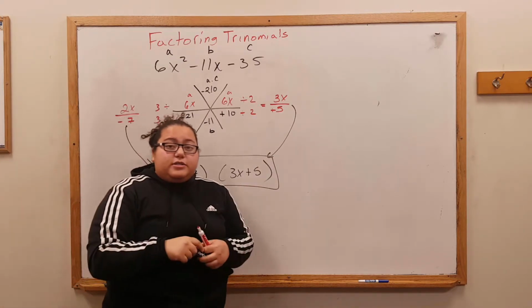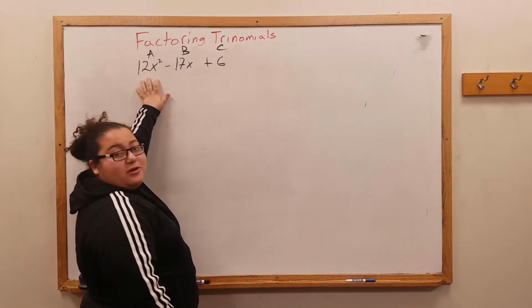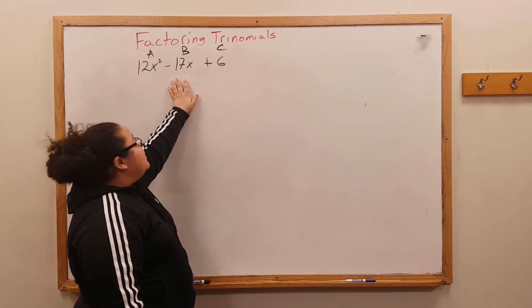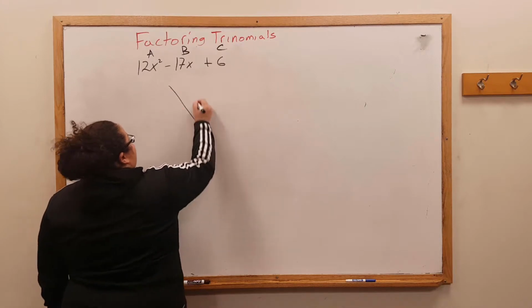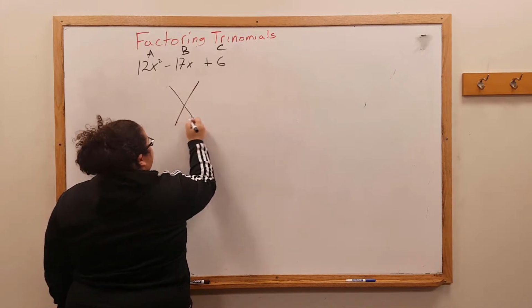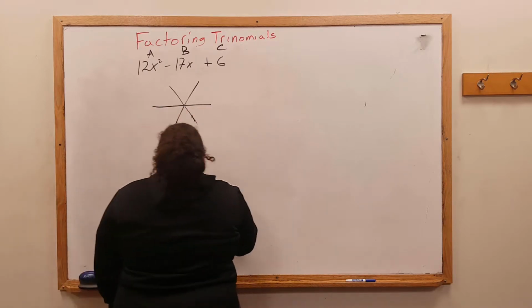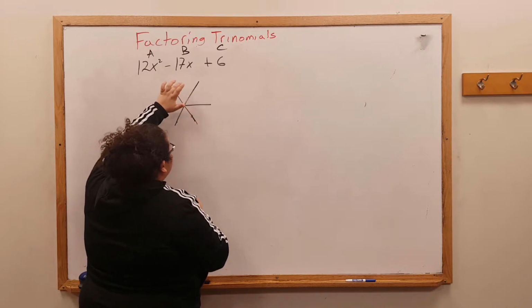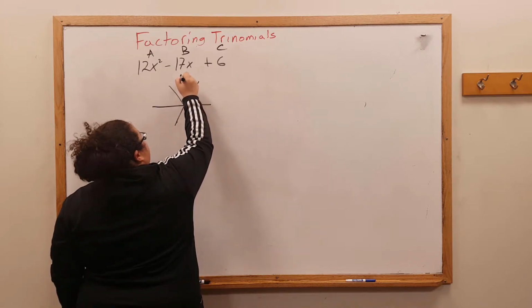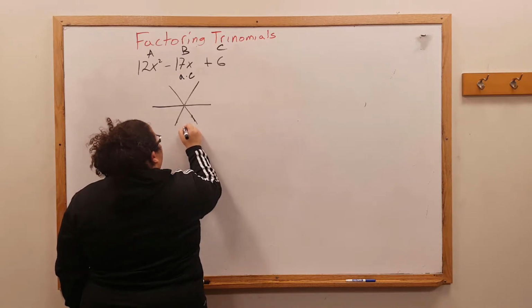Now I'm going to erase this board and give you another example. I'm back with another example, and this time we have 12x squared minus 17x plus 6. So the first step is drawing that big X. The next step is drawing a line through that X. And then the top one is going to be A times C, and on the bottom, we're going to have B.